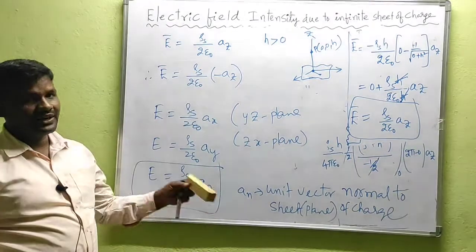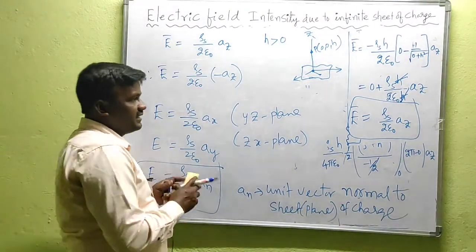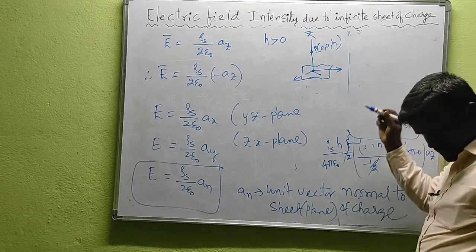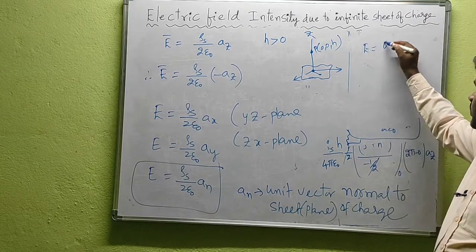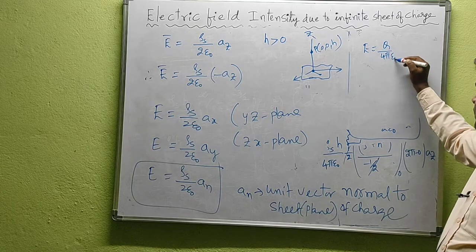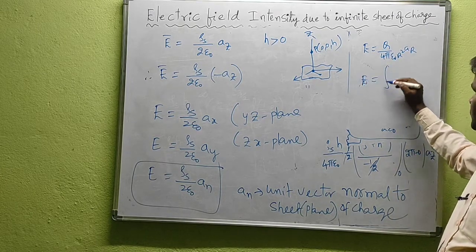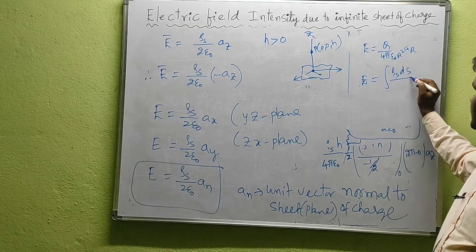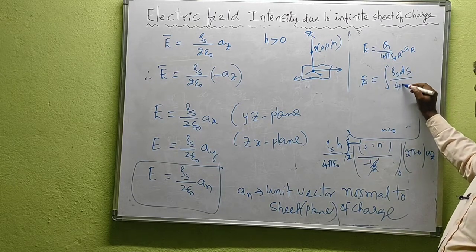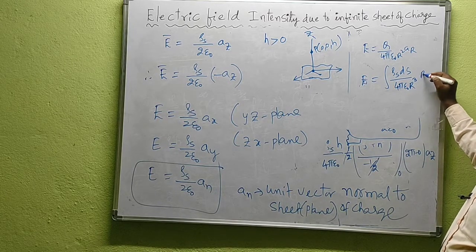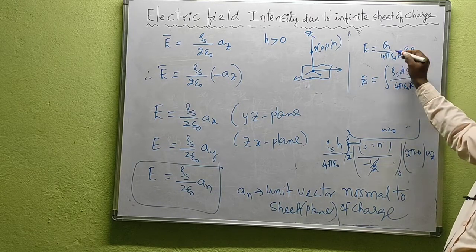Okay. How did we derive this one? First we have written E as what? E equal to q by 4 pi epsilon naught r square into ar. For a sheet of charge, this q is replaced with what? Integral rho s ds. Q is integral rho s ds, divided by 4 pi epsilon naught. Ar can be written as what? That is r bar by mod r. So that's why this r square becomes what?